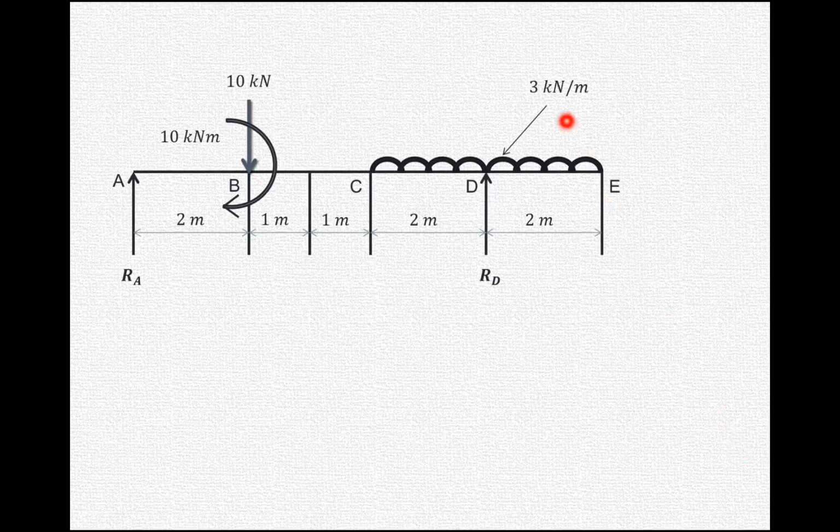Similarly, we have to convert this uniformly distributed load. So uniformly distributed load is 3, and the total length on which this UDL is acting is 4. So 3 into 4 is the total UDL load, and it will be acting at the center of 4 meter length, that is nothing but 2 meter, and that is nothing but point D. So we have converted this UDL into a point load acting at the center. Now for this arrangement, first we'll find out the beam reactions RA and RD.